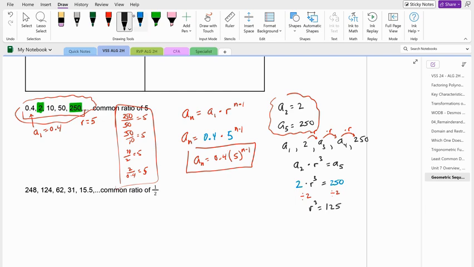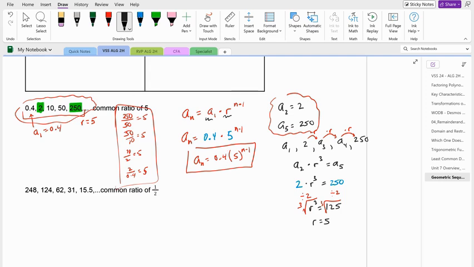So I'm going to divide 2 out of both sides of this problem. R to the third will equal 125. And then in order to get rid of this cube, I'm going to cube root both sides of the equation. So r equals 5, which reinforces what we already knew. The problem is we know the r value.